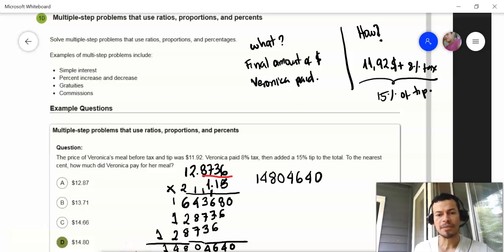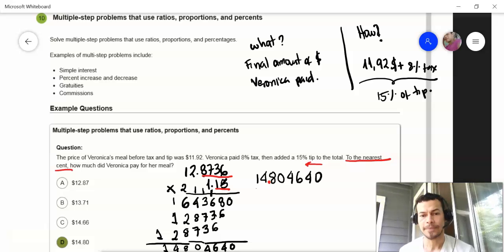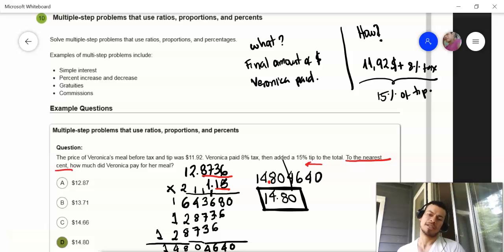So I have 4 decimals here and 2 decimals here. I have 6 decimals total, so I need to move my decimal point 6 places to the left. So I'm going to start 1, 2, 3, 4, 5, and 6. Okay, so I moved my decimal point 6 places to the left, and as you can see, I'm going to be left with 14.80 cents. Okay, so 14.80 cents because I'm cutting my amount here, and option D is the correct option.